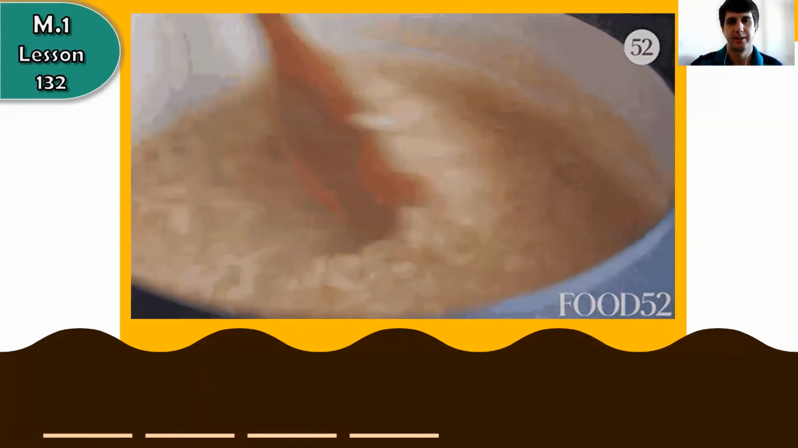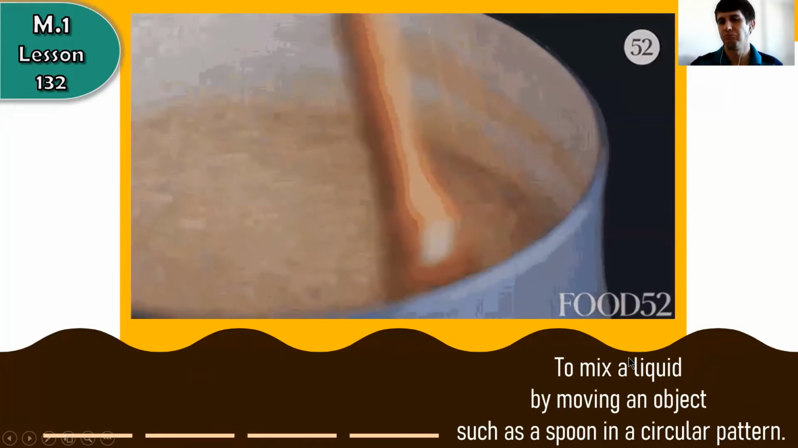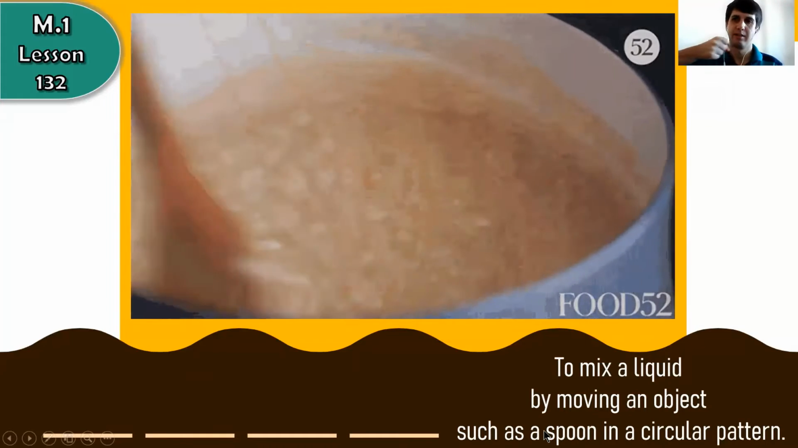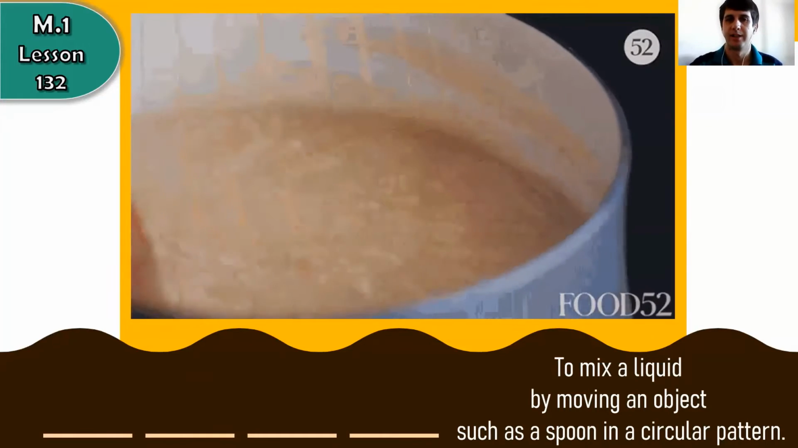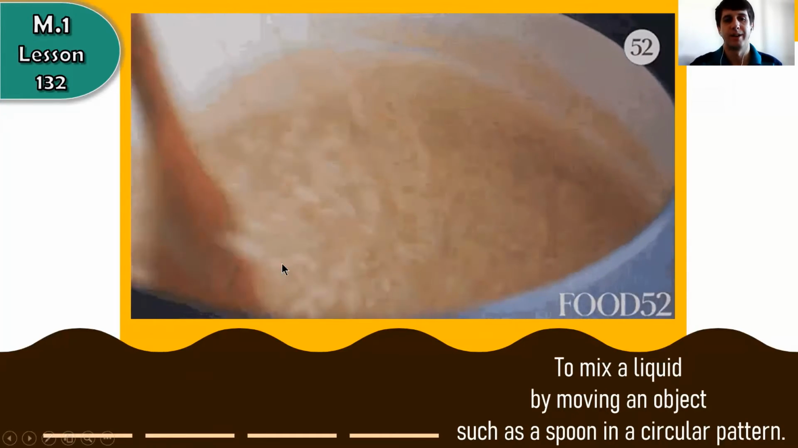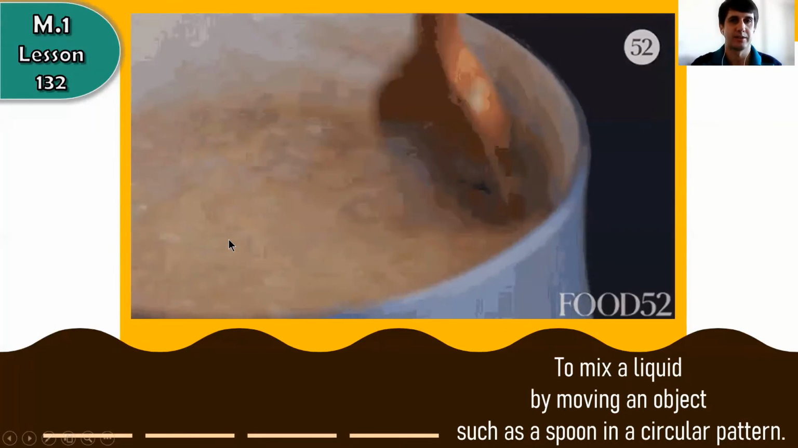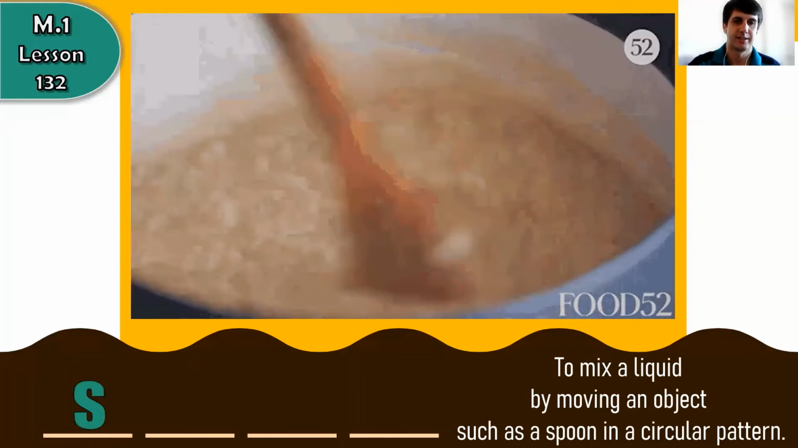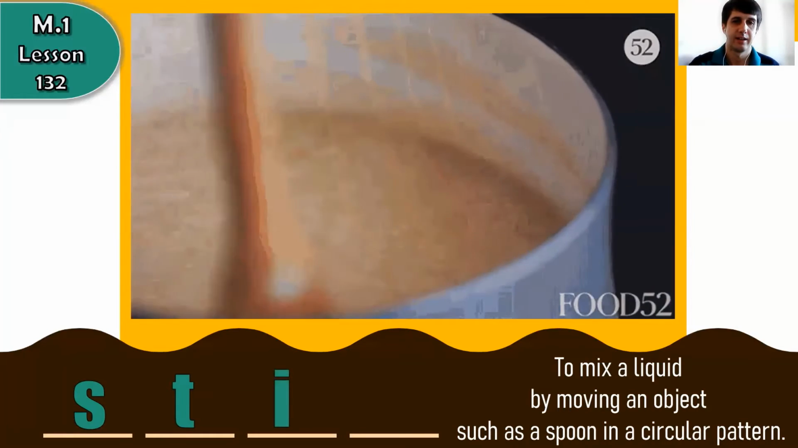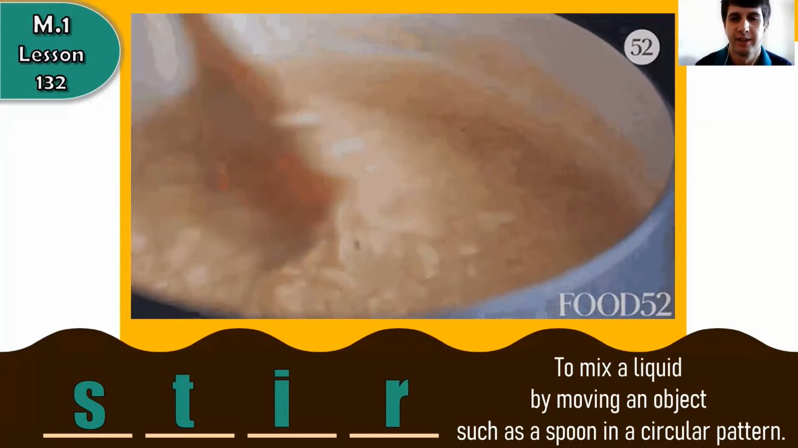What about this? Not mix. We use it to mix a liquid by moving an object such as a spoon in a circular pattern. Like I said yesterday, maybe when you're making tom yum goong, you like to stir it to mix together the herbs and the spices. How do we spell stir? S-T-I-R. Stir. Okay, stir.